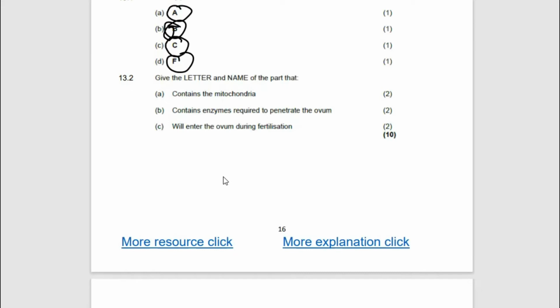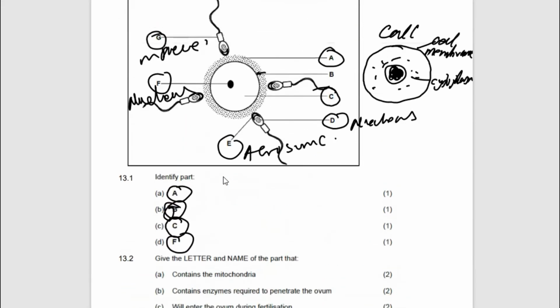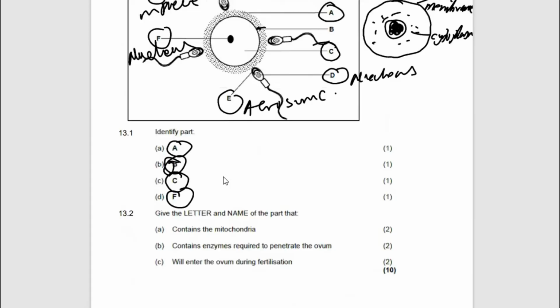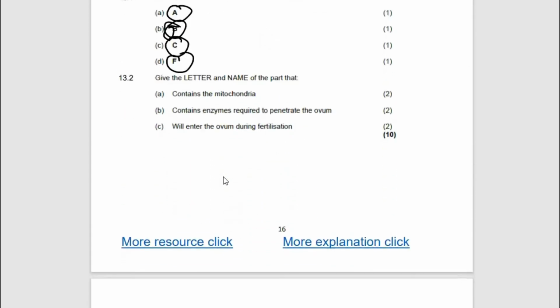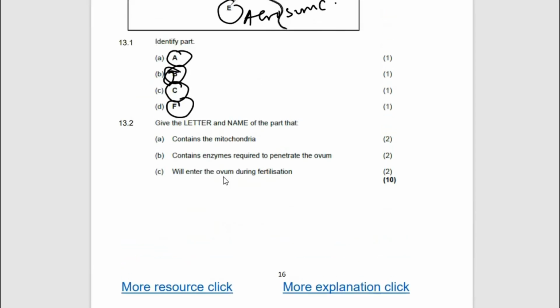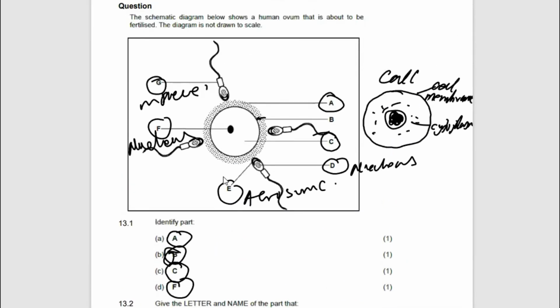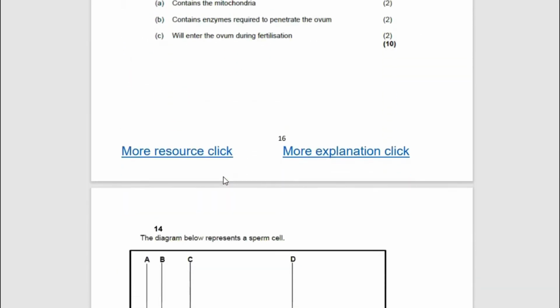Contains the enzyme required for penetration of the sperm into the ovum. So it is this. It has the enzyme. We don't need to know the name of the enzyme. Then the part is E, the acrosome. You don't need to know the enzymes because it is not in our syllabus. And then they're saying which will enter the ovum during fertilization, and that is the nucleus of the sperm, which is part D.